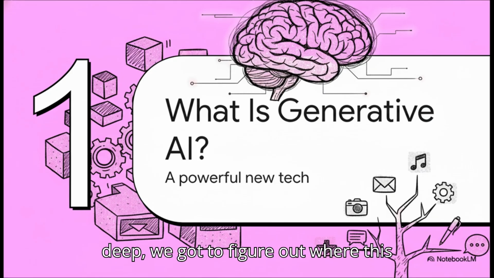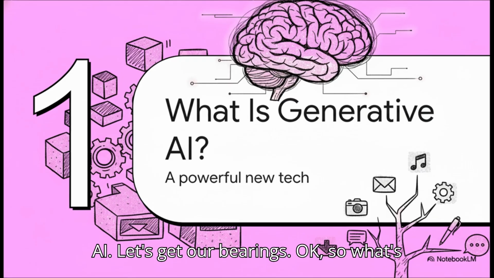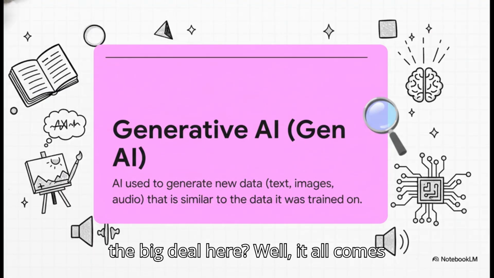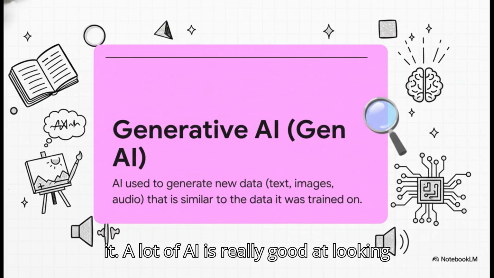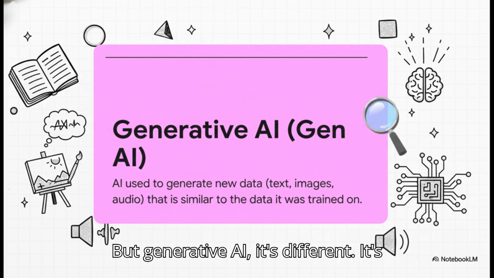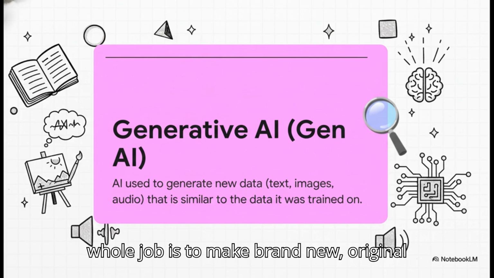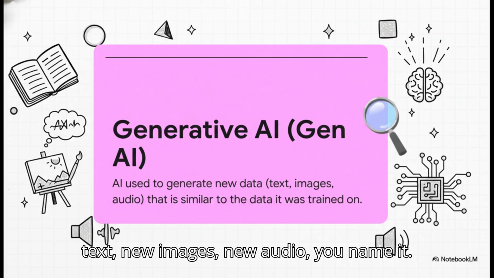Before we dive deep, we got to figure out where this thing even sits on the map of all things AI. Let's get our bearings. Okay, so what's the big deal here? Well, it all comes down to one word, creation. Think about it. A lot of AI is really good at looking at stuff that already exists and sorting it or finding patterns. But generative AI, it's different. Its whole job is to make brand new, original things from scratch. We're talking new text, new images, new audio, you name it.